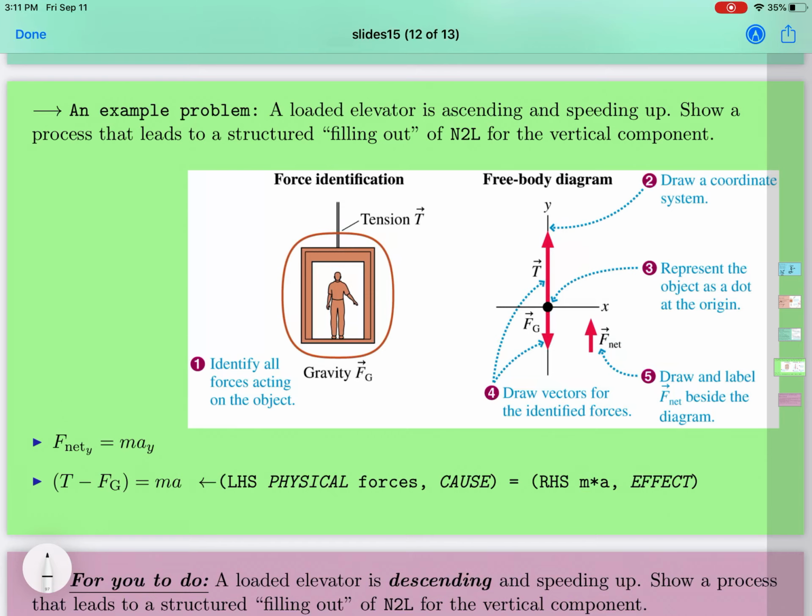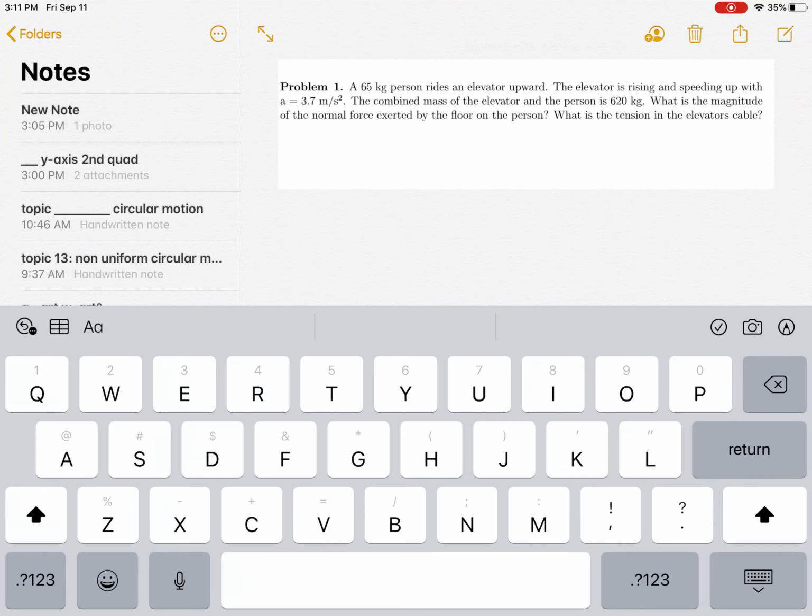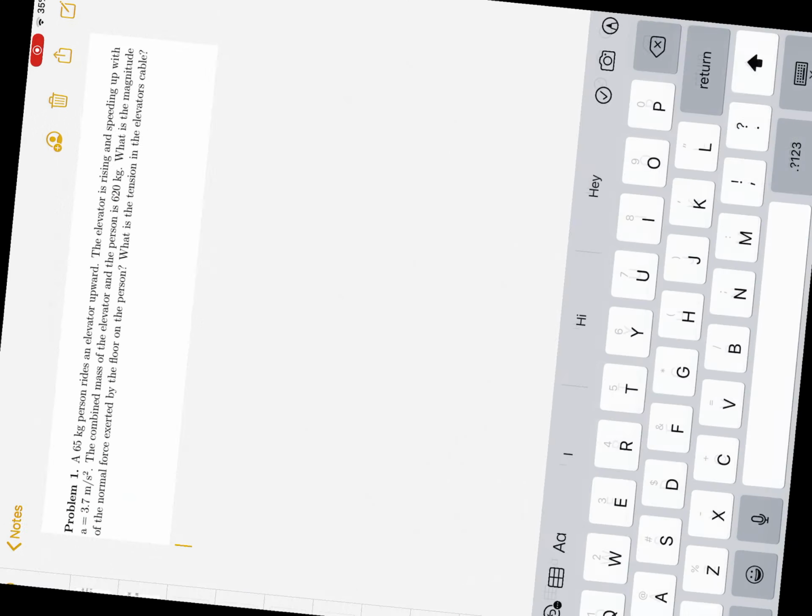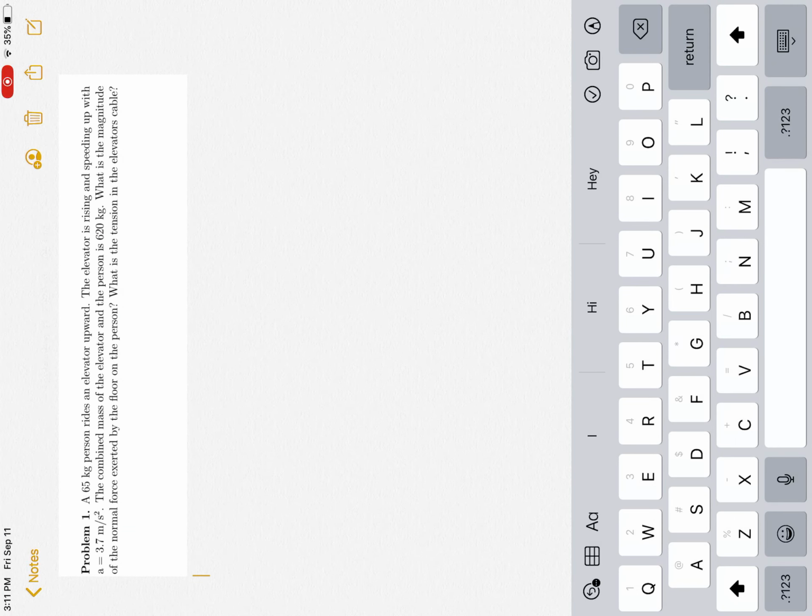So this is how we can set up a lot of these elevator problems. And whenever we're doing an elevator problem, we always want to note the direction that F net is going, and you'll see why in a couple of seconds. So let me switch to my notepad here. So we have a 65 kilogram person riding an elevator upward.